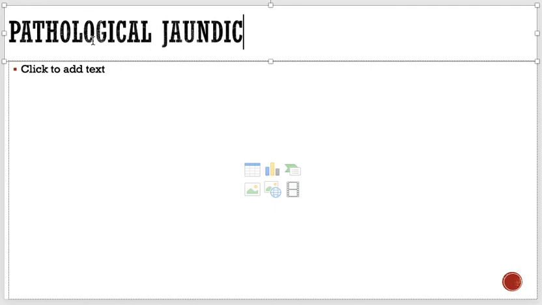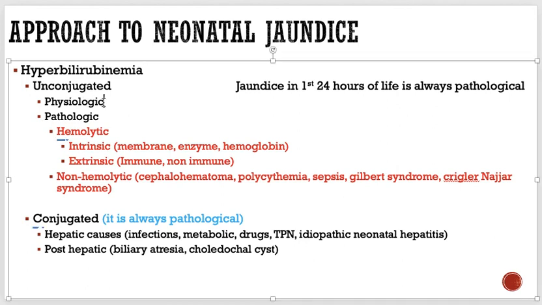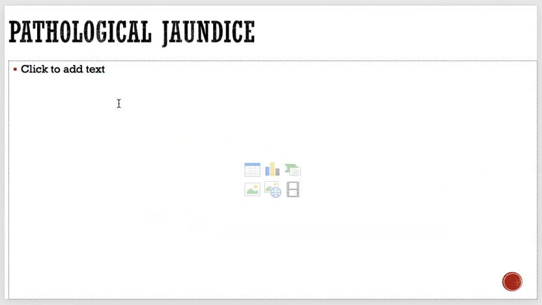pathological jaundice. Okay, so pathological jaundice could be due to hemolysis, it could be due to absence of the biliary tree, or it could be due to sepsis, all the things. Just remove physiological jaundice, all the rest are pathological jaundice, right? So when we discuss pathological jaundice, of course we must discuss how we can proceed with investigations in someone who has pathological jaundice.